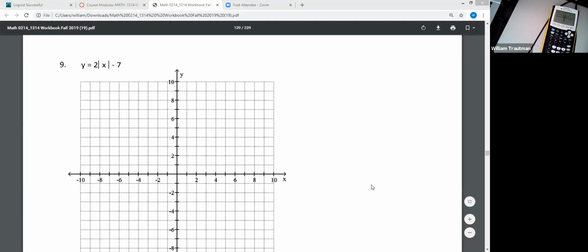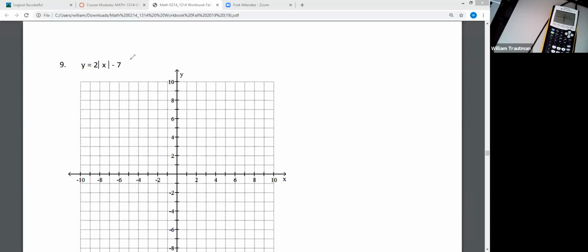So once again, this moved the graph down and this stretches it up. Here was the original. And we moved it down 7 spots and stretched it up a little, made it a little skinnier.